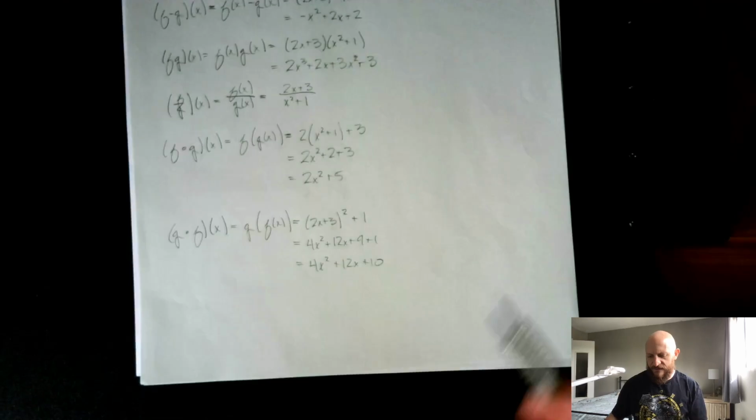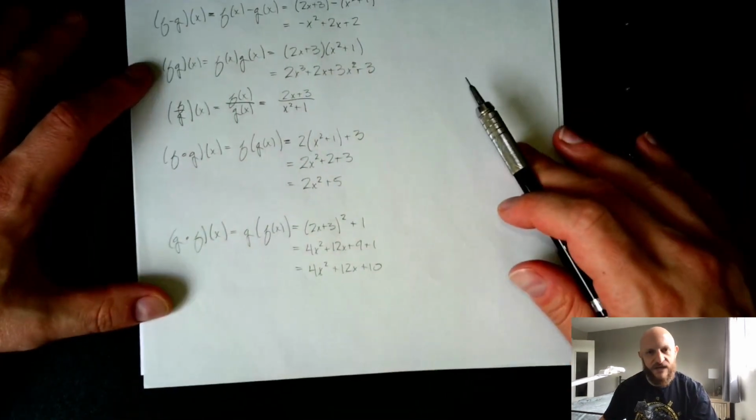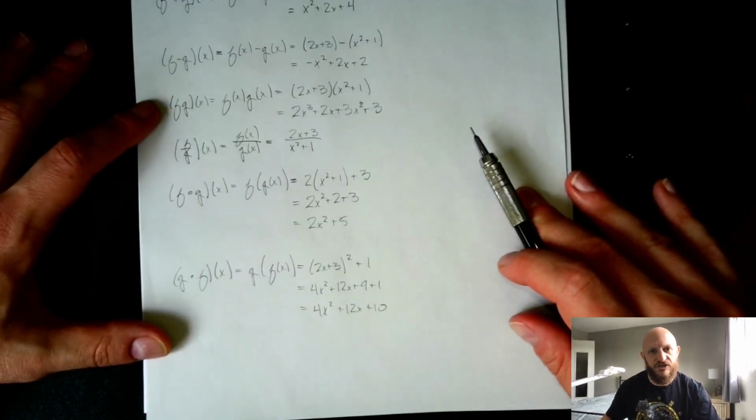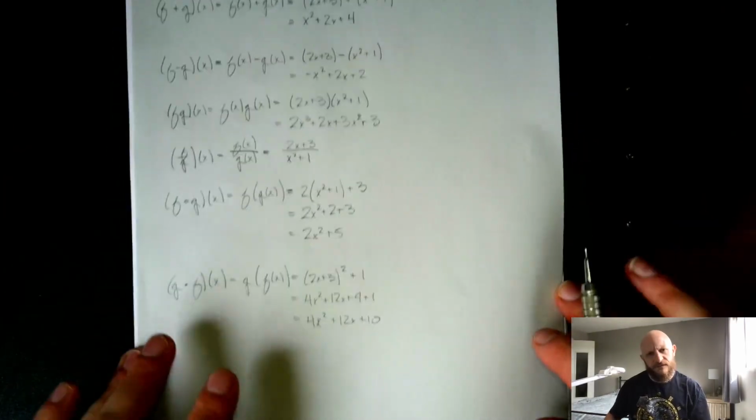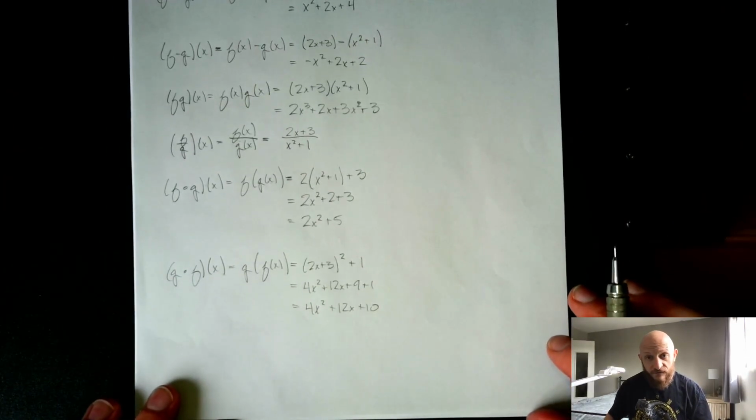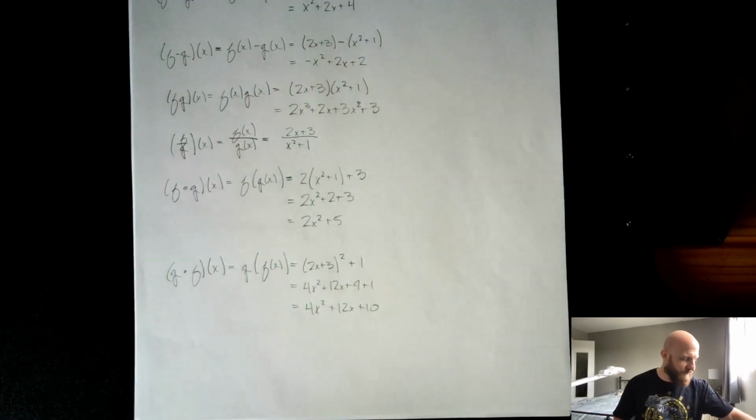Right, so a common misunderstanding: there is a big difference between function multiplication and function composition. They somehow look or feel similar, but they're completely different operations. So don't get them confused.